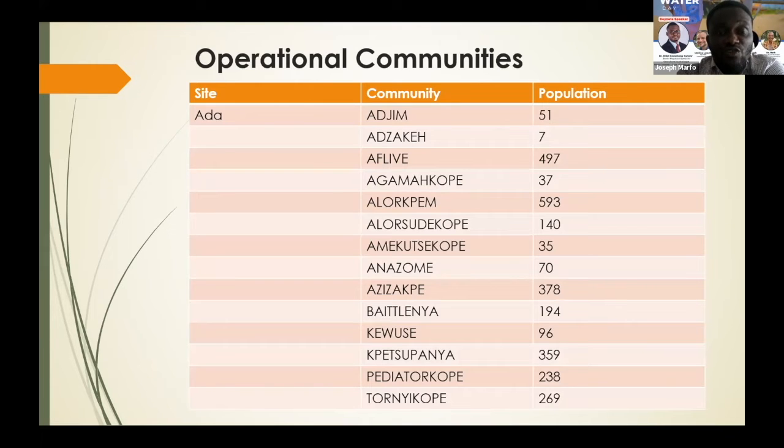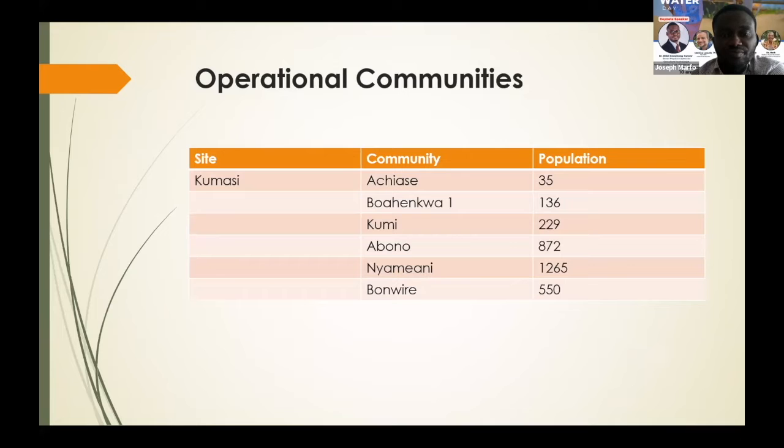So these are the operational communities that we are currently operating in Ghana. In Ghana, at the moment, we have two main sites where the project is currently ongoing. That's the Adan site in the Greater Accra region of Ghana, and the Kumasi site in the Ashanti region of Ghana. So in all, we have more than 20 communities that we are currently operating in.